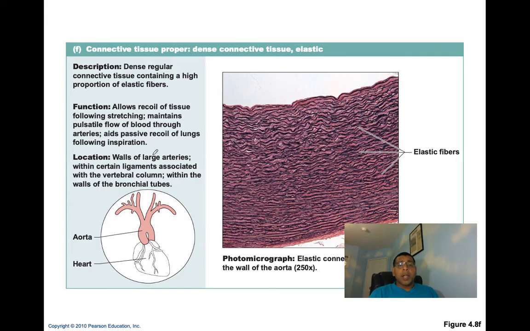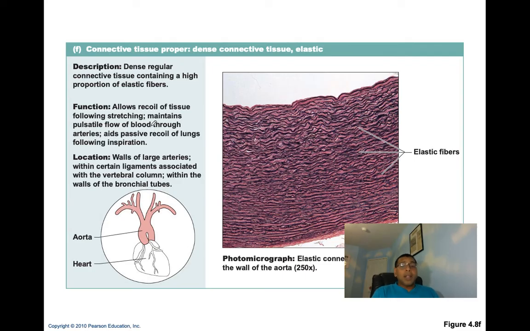They also are going to help maintain the pulsatile flow of blood through our arteries. And they're going to aid in the passive recoil of our lungs following inspiration, because we've got to get the gases out also.